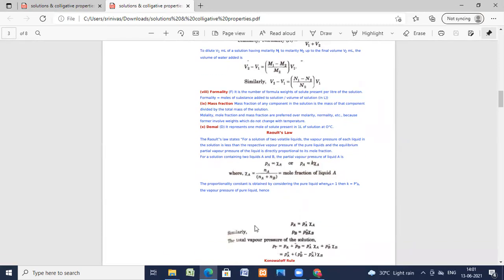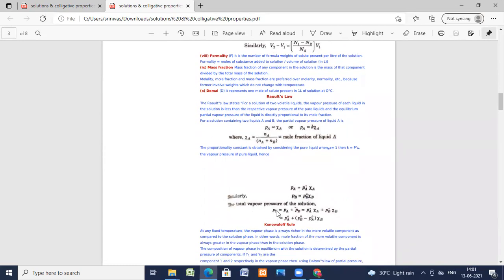Now, in the proportionality, consider the pure liquid. Xa is equal to 1, K is equal to P naught A, the vapor pressure of the pure liquid. Hence, Pa is equal to P naught A into Xa, and Pb is equal to P naught B into Xb. The total vapor pressure of the solution, Pt, is equal to Pa plus Pb, which is P naught A into Xa plus P naught B into Xb. So this is equal to P naught A plus P naught B minus P naught A into Xb.